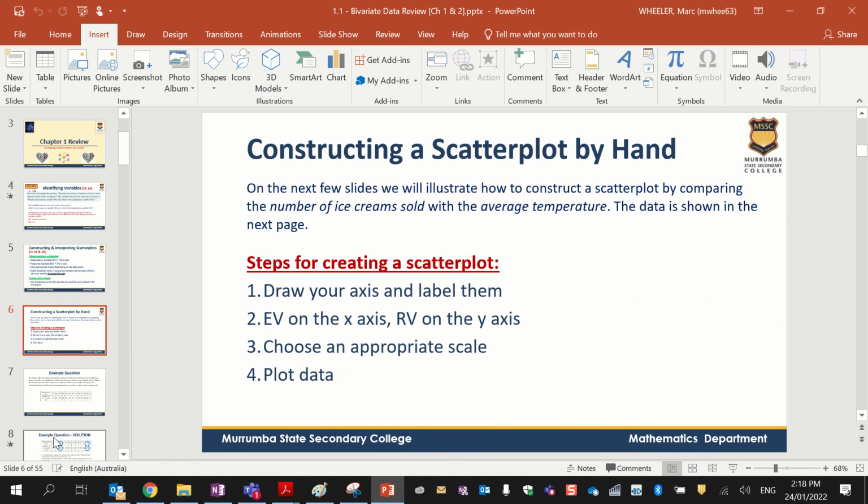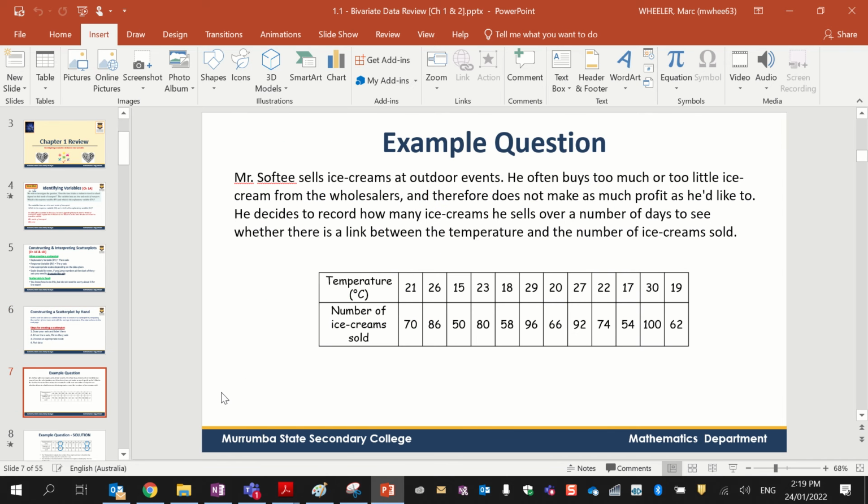Okay, so on the next few slides, we'll illustrate how to construct a simple scatter plot by comparing the number of ice creams with average temperature. So draw the axes, label them, EV on the X, RV on the Y, and choose an appropriate scale and plot the data. So here's an example, the temperature and the number of ice creams sold.